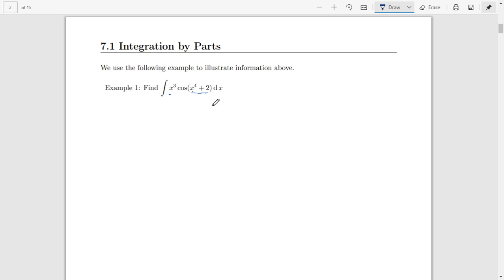So how do we proceed? Well, since we've seen that the function appears in a way that we can make a u substitution, we integrate by letting u be equal to the function inside. And what is that function? x to the power of 4 plus 2. This implies that du is equal to 4x cubed dx.